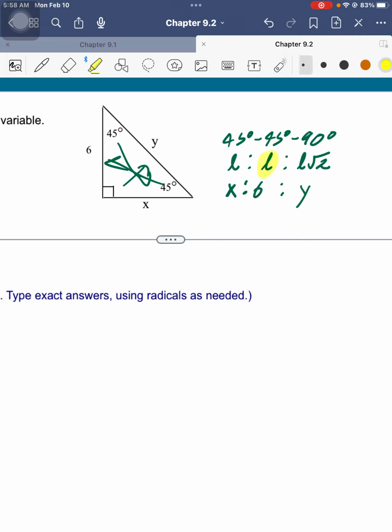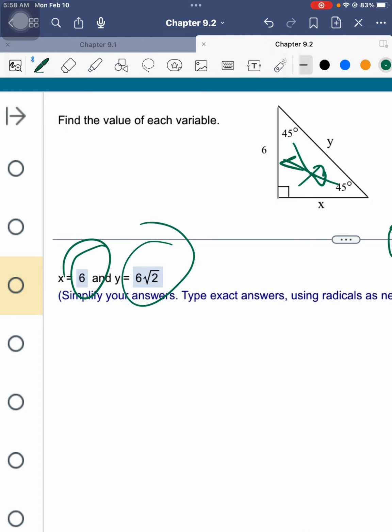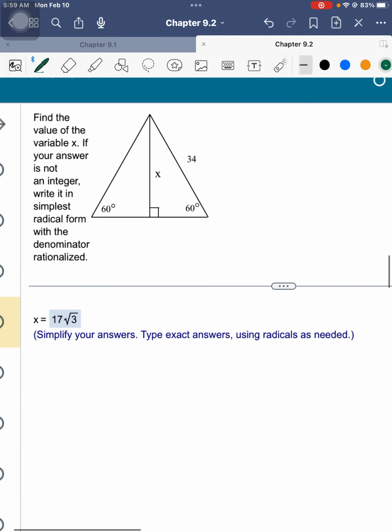Once again, the only one that we can equate to L, we can't equate L to x. That's not going to give us anything. We can't equate L square root 2 and y. That's two variables. So we can only do L and 6. So if L is equal to 6, then x is also equal to 6, and y would be 6 square root 2. So we have 6 and 6 square root 2. Okay. So now let's do this one.